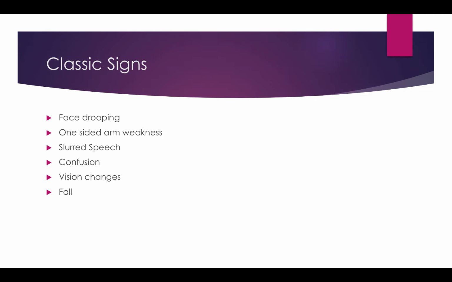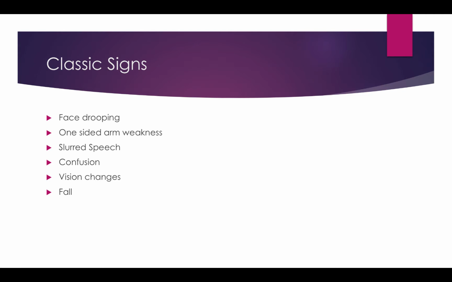So signs of stroke, we've got facial drooping, one-sided arm weakness. So if you ask patients to push down on your hands or push against something, you can feel if they can't push as strongly with one hand versus the other. You may see leaning to one side, or maybe an arm is hanging there. They're not able to move it quite as easily. Slurred speech can happen, confusion, vision changes are often reported.